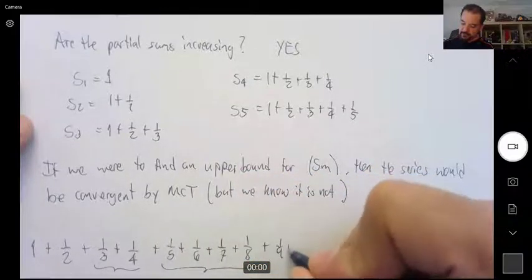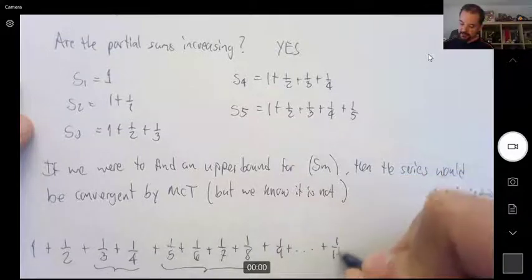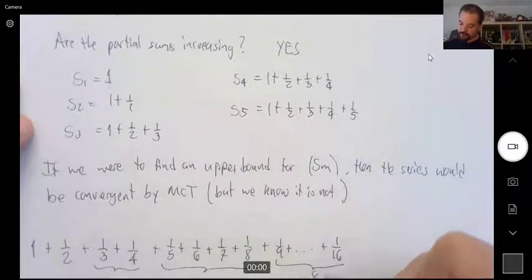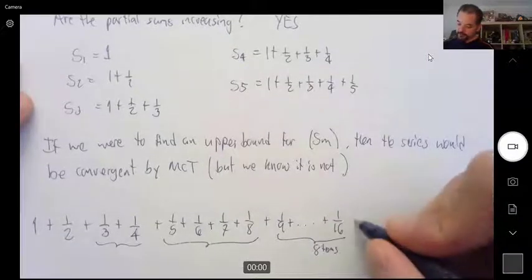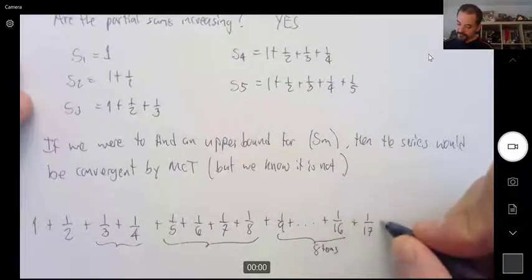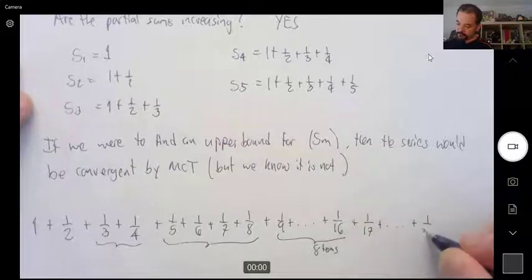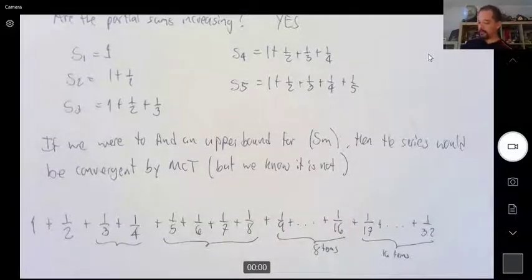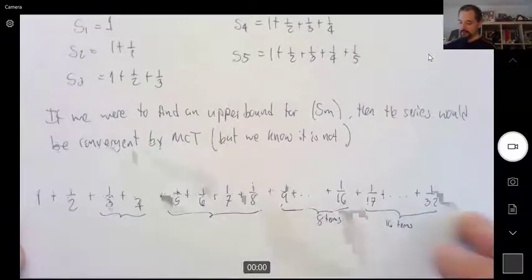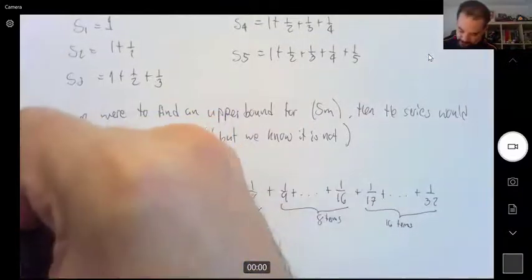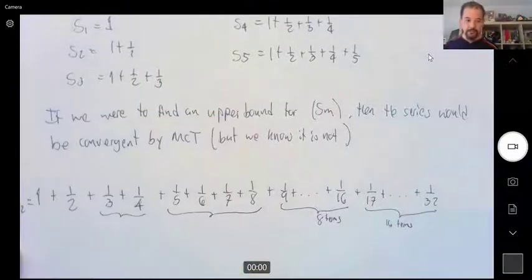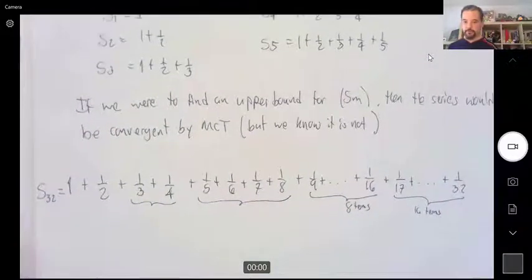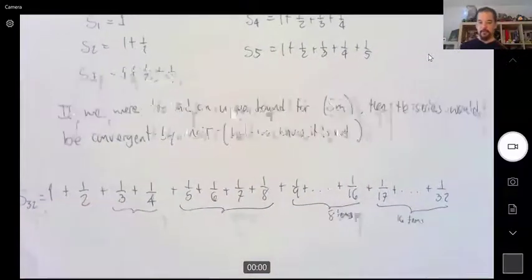And then I'm gonna take a look at the next 8 terms, right? And then at the next 16 terms, so it will be from here to 1/32, 16 terms, and so on. And why am I doing this? Well, let me stop right here. This will be S sub 32, right? When I take a look at the first 32 terms, it is this gigantic one over here, right?